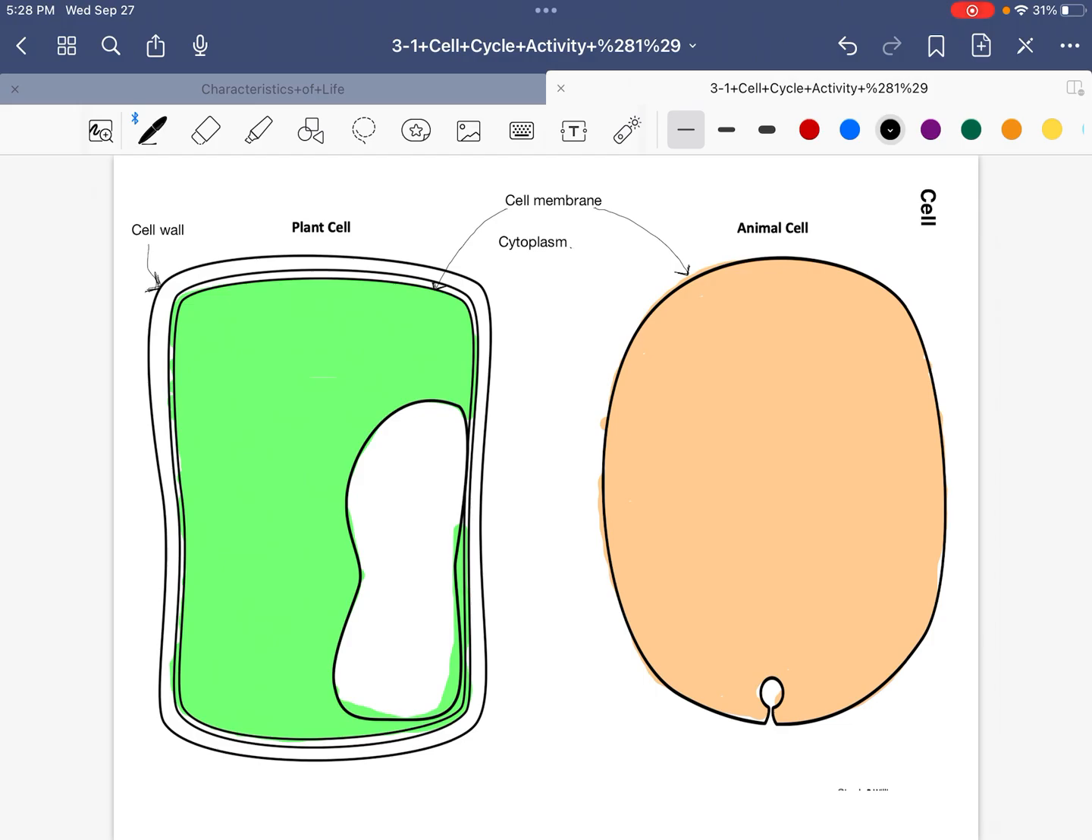So I'm going to draw an arrow from cytoplasm to inside the cell, so you can see that the cell gel, that cytoplasm, fills up the cell. The next thing we want to look at is a nucleus. So I'm going to draw my nucleus red.